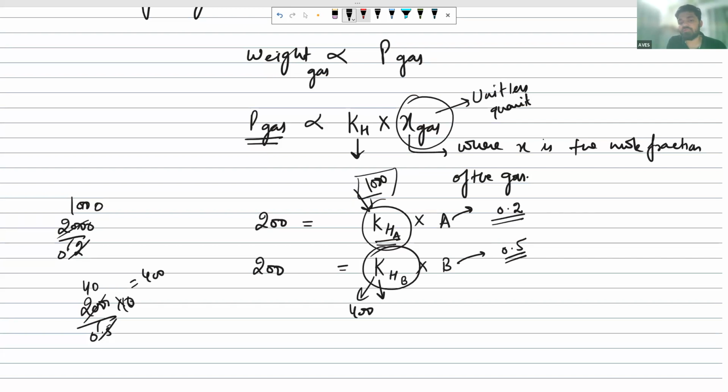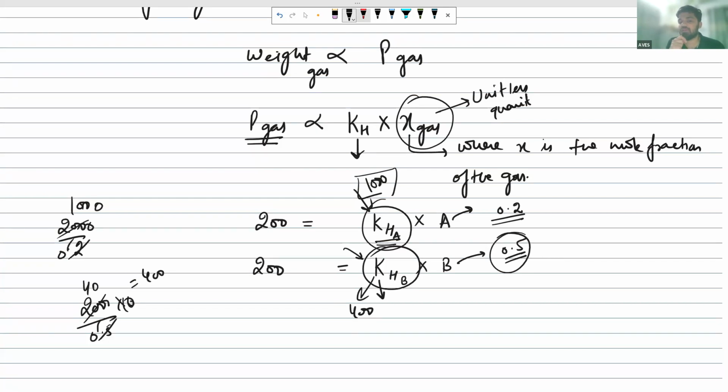And here the value of KH for B is less, so here the mole fraction is more. So we will simply say that the more the value of KH, Henry's constant, the less will be the solubility of that gas in this liquid solvent.